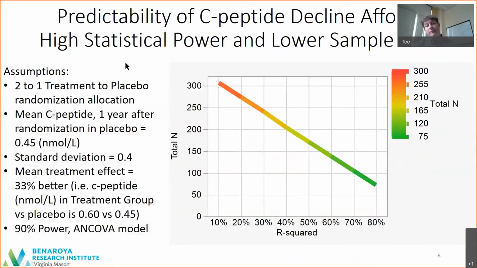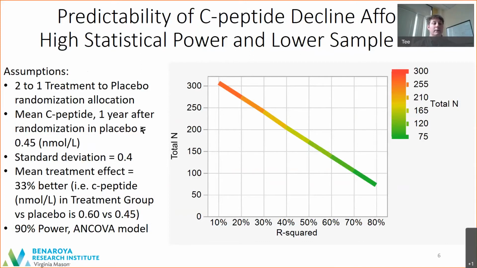This slide is meant to show a generic power calculation, simply illustrating the idea that when you have a metric and a model that has a predictable outcome, this affords you greater statistical power, which of course translates to a lower sample size. So in this very simple simulation study or power calculation, I assumed what is often assumed for clinical trials designed in this way.